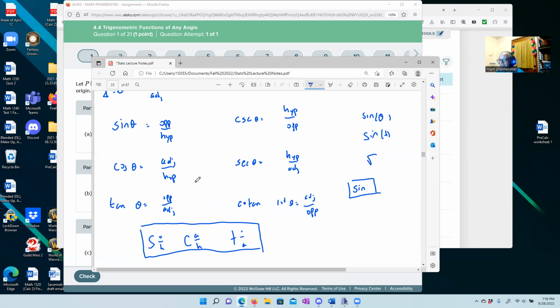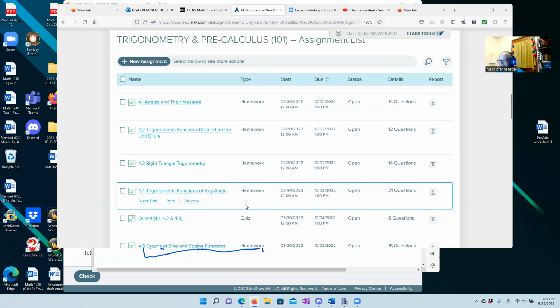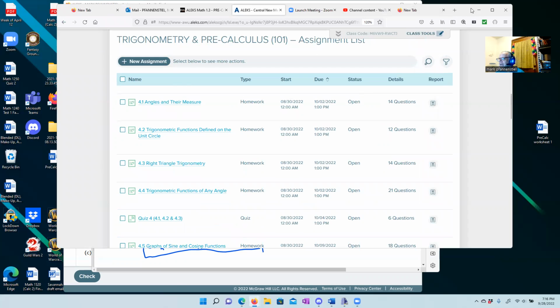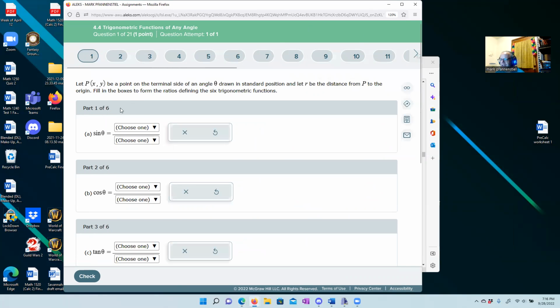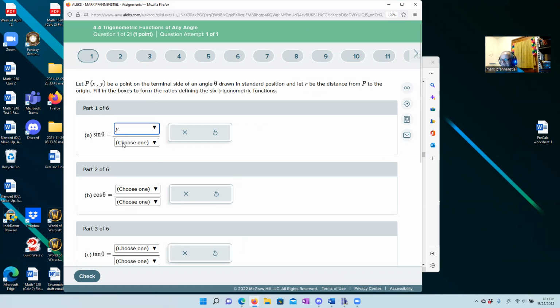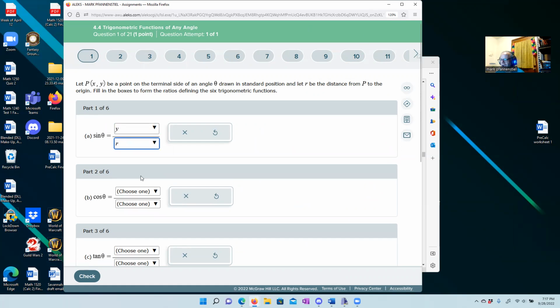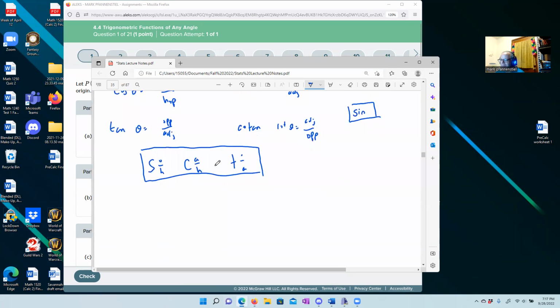I apologize for the fact that the first problem is not a very well written, very nice problem. But all we're going to do is have you go through sine. Sine is going to be the y over the r. Why are they getting x's and y's? You didn't do anything like that.